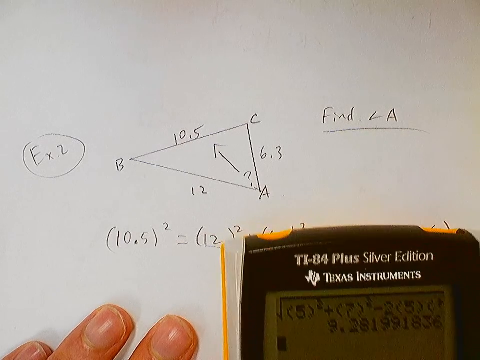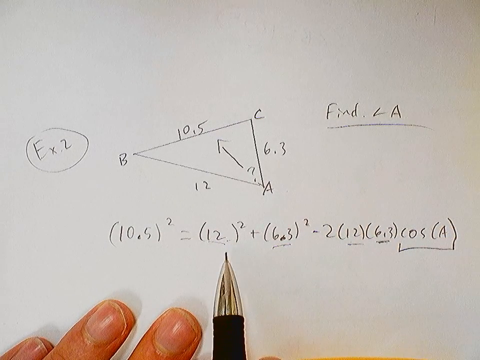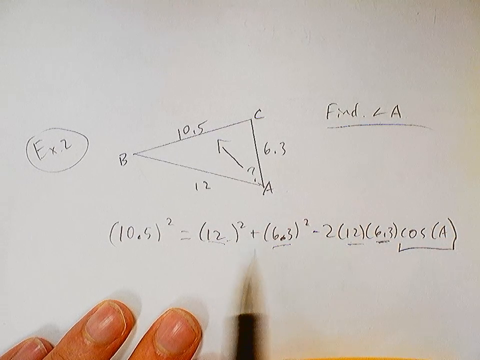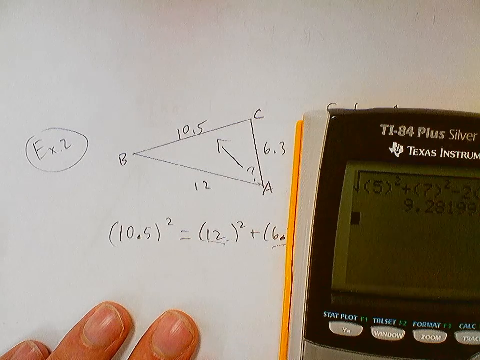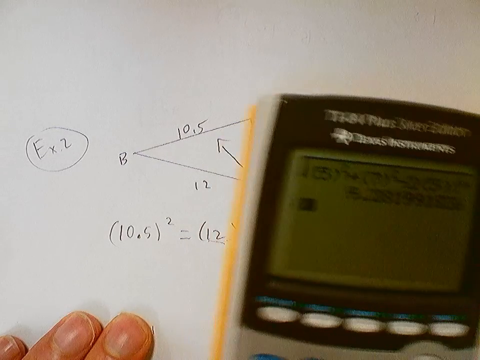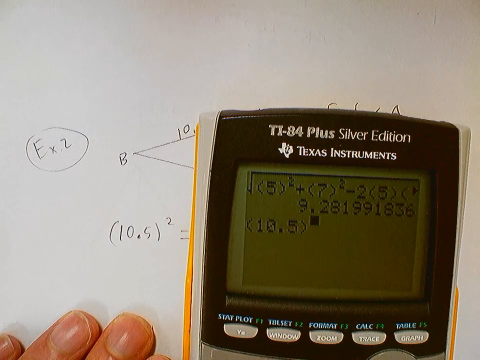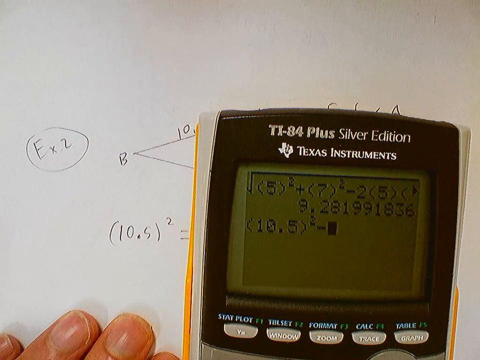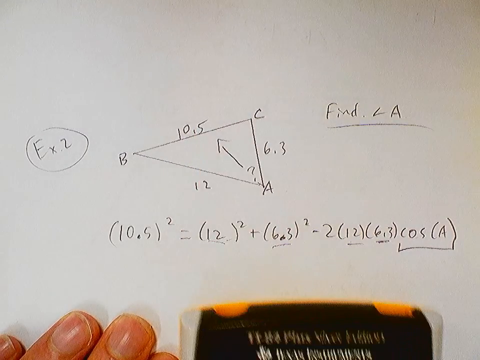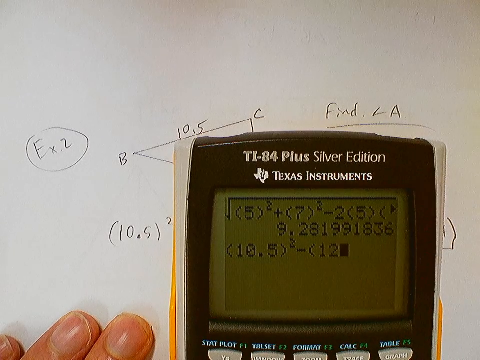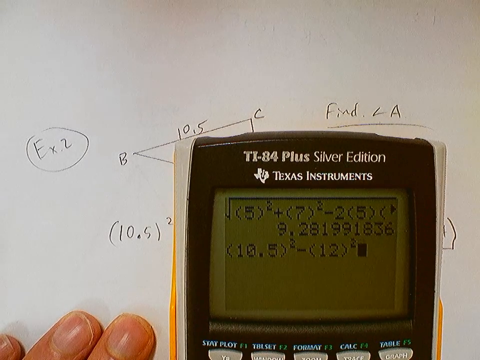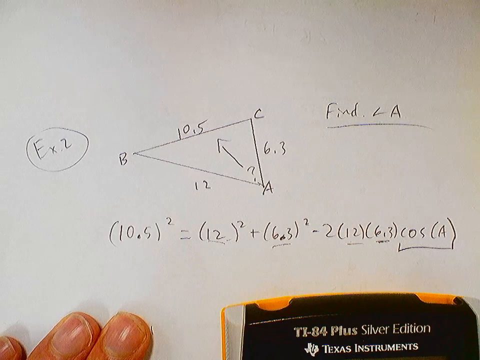So in my calculator, since I know I'm going to have to subtract both of these from both sides, I'm going to do that in my calculator here. So I'm going to do 10.5 squared minus 12 squared minus 6.3 squared.